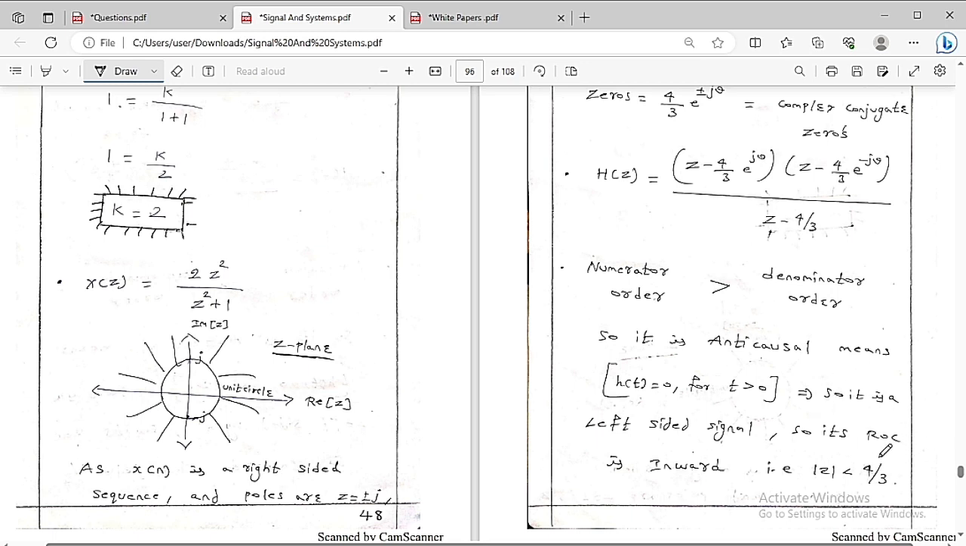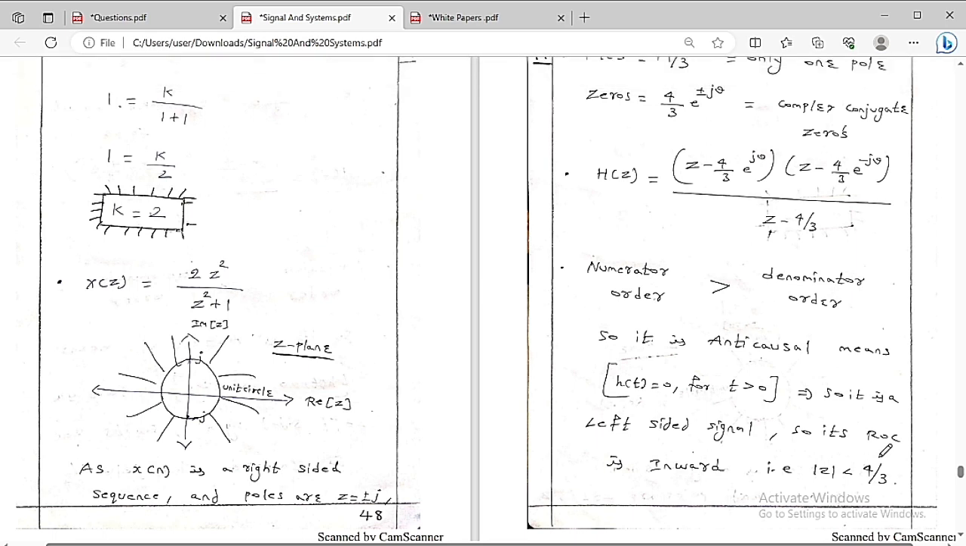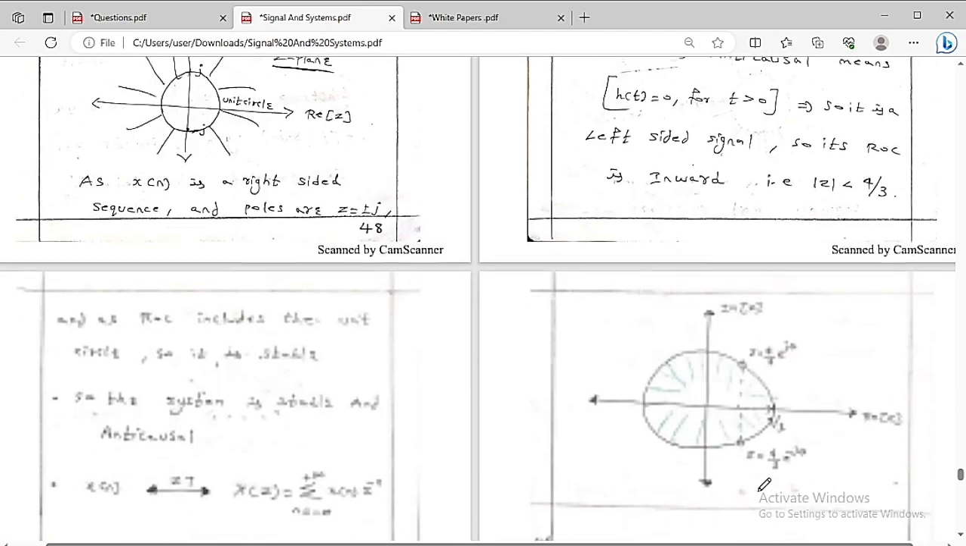See, the ROC can include the zeros. It doesn't matter, but it should not include the poles, because at the zeros anyway we are going to get 0, which is a finite value. But at the poles, we are going to get infinity, which is not a finite value. So the ROC is never going to include the poles, but it can include the zeros. Therefore mod z less than 4 by 3 is the ROC.